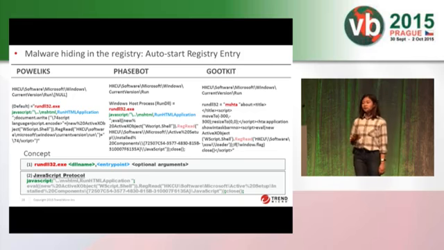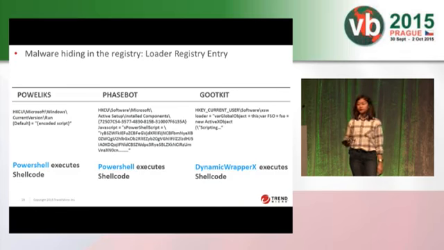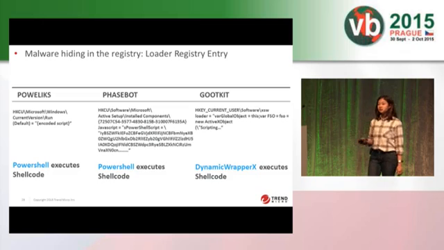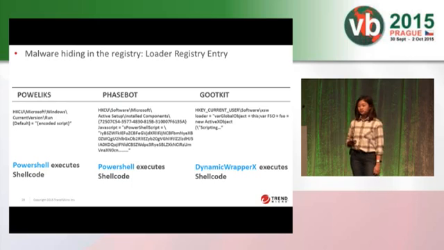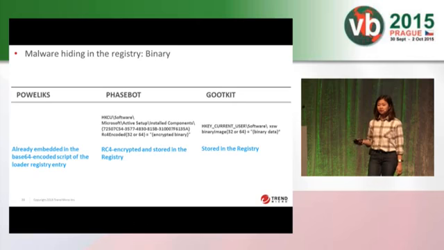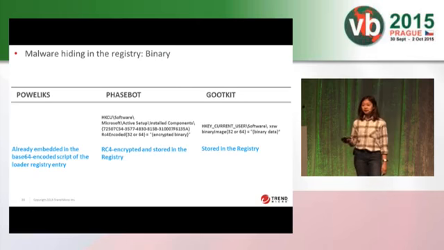Upon execution of the script, it would just read another registry, and we call that the loader registry. This loader registry just contains another script. And upon deobfuscation, this script is responsible for executing the shellcode. For Poix and Facebot, it uses PowerShell to execute the shellcode, while rootkit used DynamicWrapperX. So this shellcode executes the binary. So we have another registry which contains the binary. For Poix, the binary, which is the DLL described by Benj a while ago, is already located in the loader registry. But for Facebot and rootkit, it can be located in another registry, as you can see.